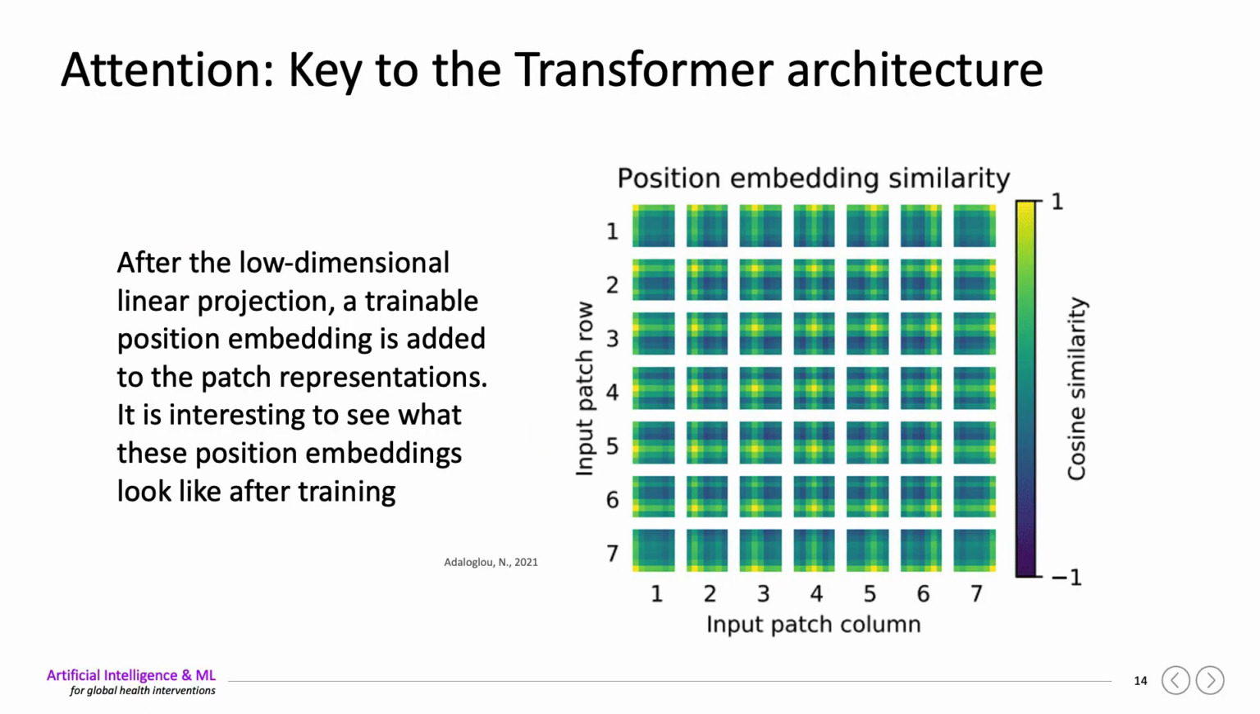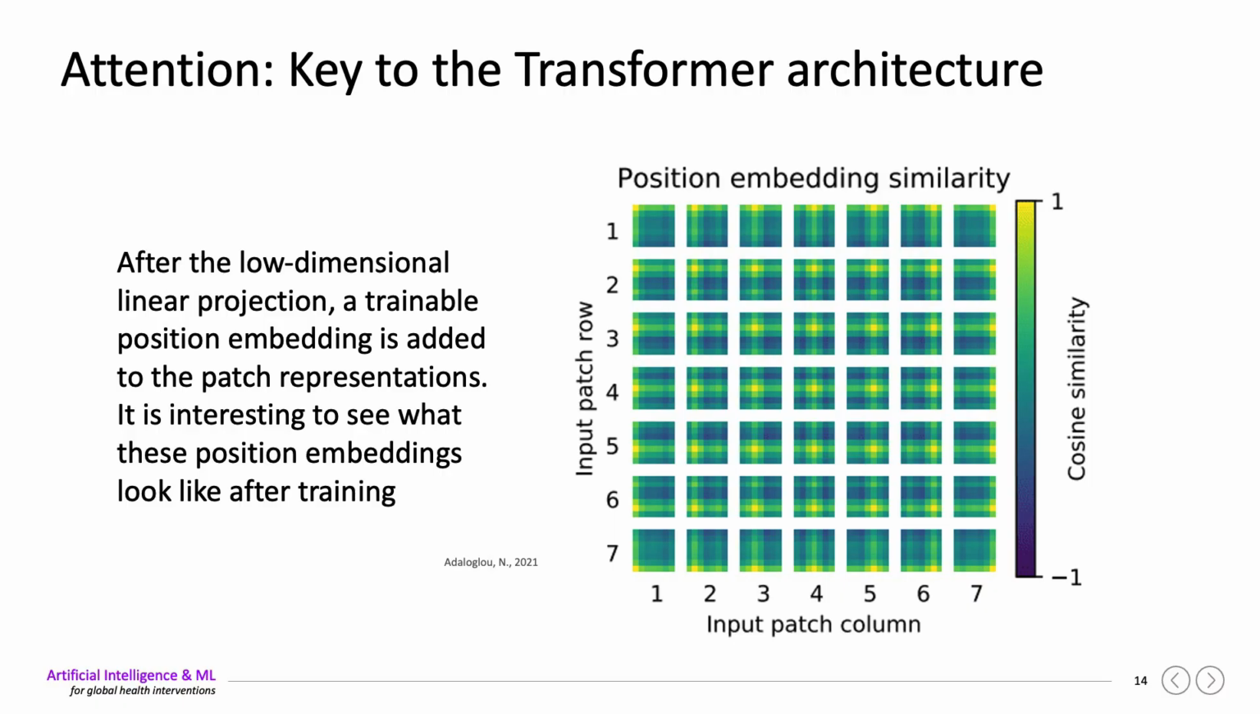This slide examines what the learned position embeddings look like after training, from AlexNet in 2021. After the low-dimensional linear projection, a trainable position embedding is added to the patch representations, and it is illuminating to inspect these embeddings once training is complete. The figure shows a 7x7 grid of small heat maps, one per input patch position, where each heat map shows the cosine similarity between that patch's position embedding and every other position's embedding. The striking pattern is that each patch is most similar, shown in bright yellow, to positions in its own row and column, and similarity decays with distance.